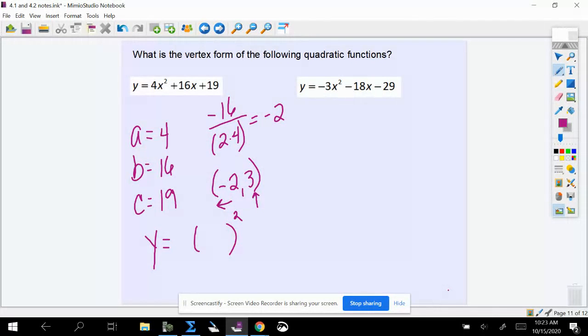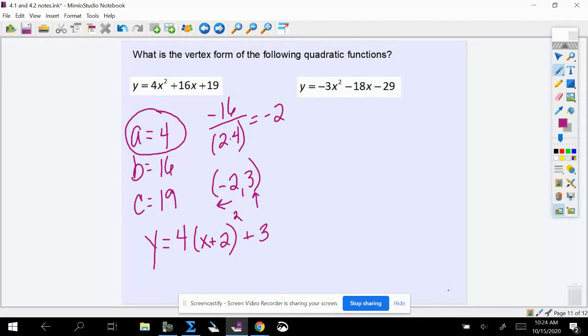So the way that I write that in vertex form, if I want to go left 2, I'm going to have to put a plus 2 in the parentheses. And then if I went up 3, I have to put a plus 3 at the end. And the only thing that I have left to do is I have to figure out what the A value is. Well, here's the nice thing. You already know what the A value is. It's going to be the same no matter what form you're in. So that 4, that A value, is going to go in the very front of your equation. So that is the vertex form of this.